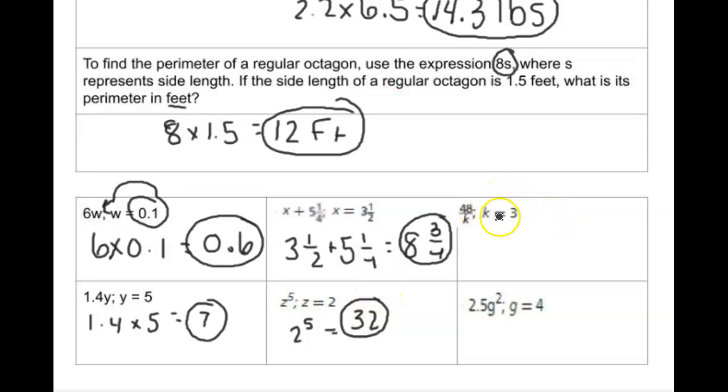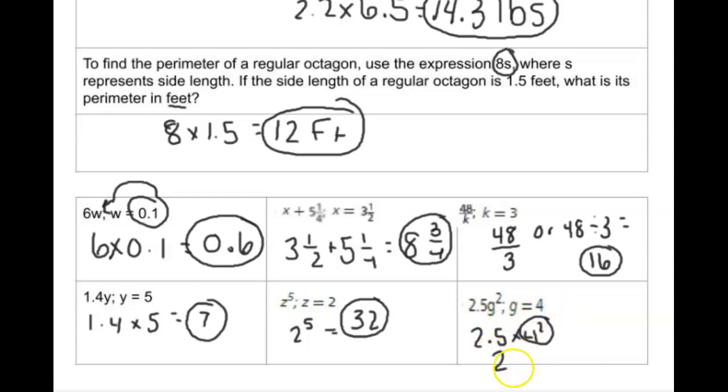Our next one, we have 48 over k. K equals 3, so 48 over 3. Or if you like it better, you can do 48 divided by 3. And that gives us 16. Our last one is a little bit complicated. There's multiplication and an exponent in it. When g equals 4, so 2.5 times 4 squared, we have to do the exponent first. So I have 2.5. 4 squared is 16. 2.5 times 16, that's going to give us 40. And that's all there is till 8.4.